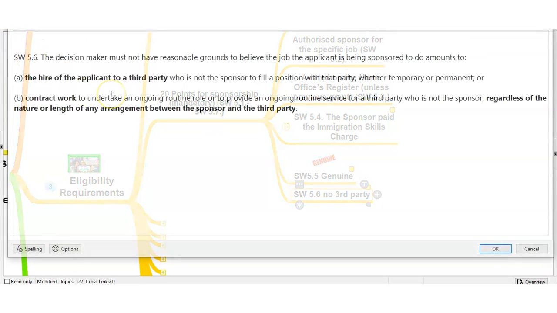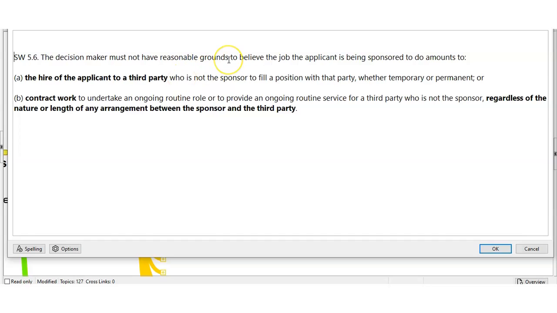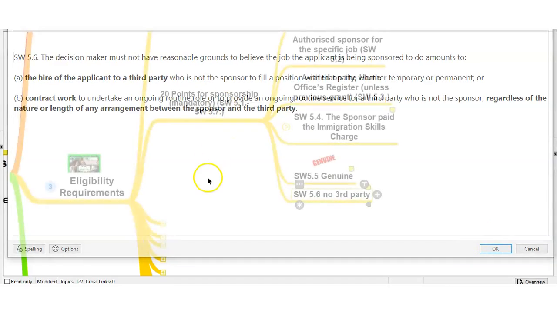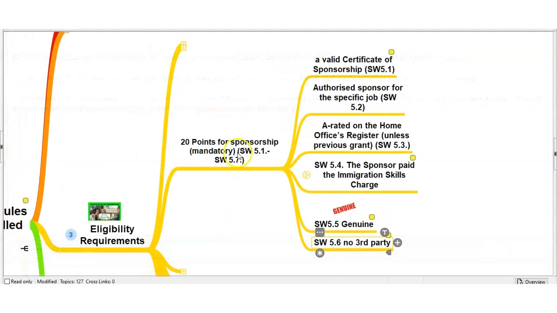And there are a number of provisions with regards to the third party. The Home Office makes it very clear that the application will be refused if the employer wants to hire the applicant to a third party who is not the sponsor to fill a position, or who wants a person to work in the UK in order to undertake some type of contractual work. And they say here that that is regardless of the nature or length of any arrangement between the sponsor and the third party. This was the provisions with regards to the 20 points for the sponsorship.